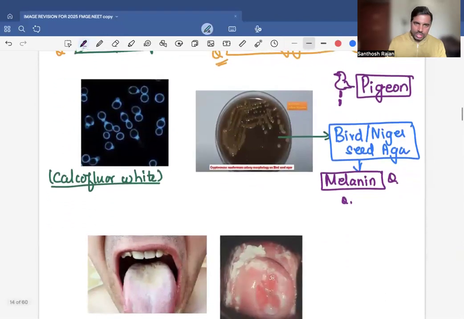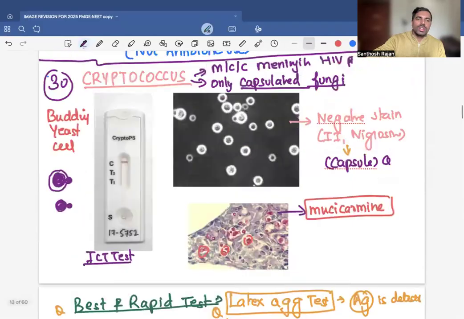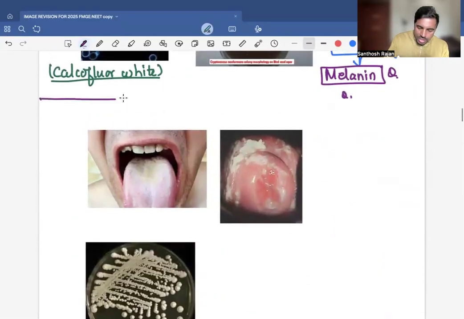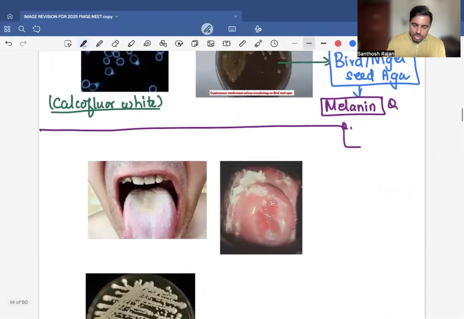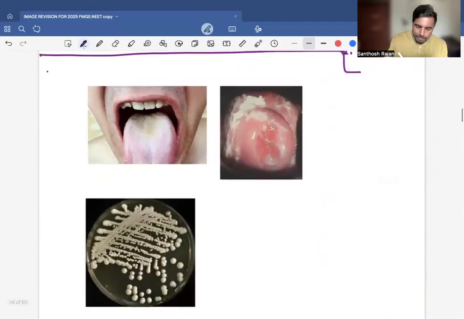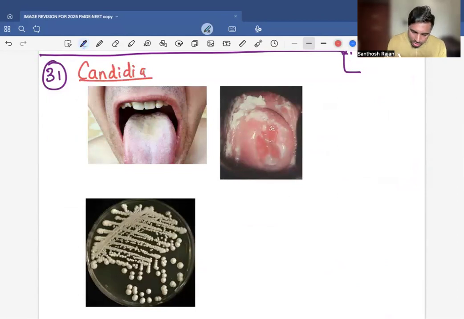Now, next one. Next one is again very interesting. You know it very, very well. This picture can come, again a clinical picture also. You see the picture, you know that this is basically candidiasis. So now the topic is candidiasis, but what are the clinical features here? Candida. If they give this picture, this is oral thrush.